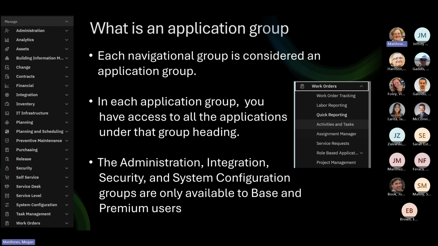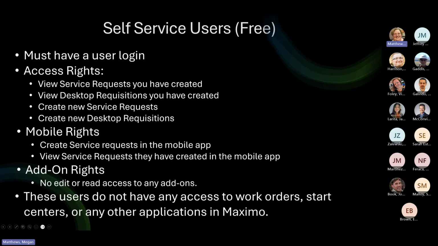So that's essentially what an application group is. And the next thing we're going to talk about is what are the different types of users that we have. So we had user types as far as concurrent and authorized, and that's one level. And the second level is what access do they have.